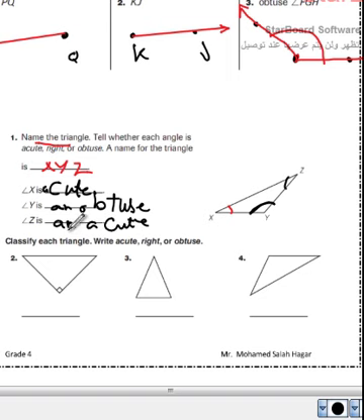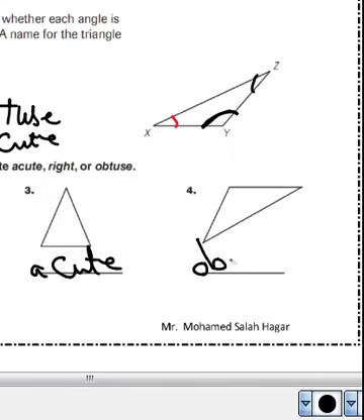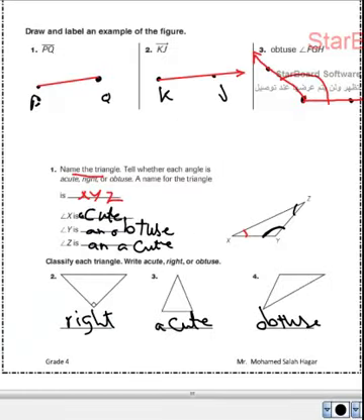Easy, teacher. Classify each triangle: acute, right, or obtuse. The first one is great. Right. It's a right angle. Second one, acute. Third one, obtuse. Great job. Obtuse. Let's go to the next page.